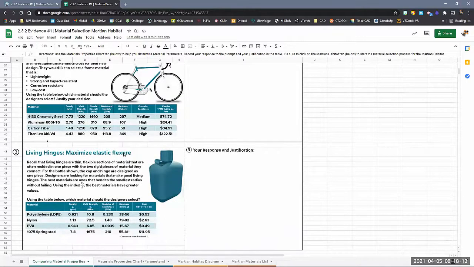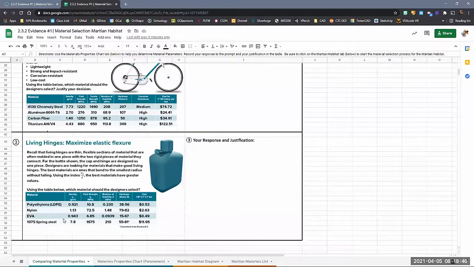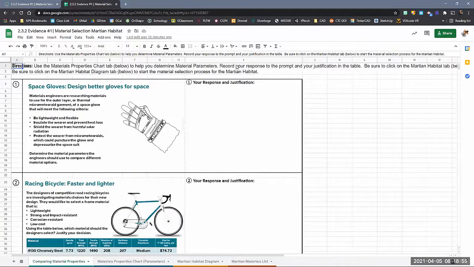Okay, and then the last one on this page is the living hinge. The living hinge is this little tab right here on this flask. Typically a living hinge, you want it to be flexible, right? Some of you maybe have a water bottle that has something like this. The hinge keeps the cap attached to the bottle. So think about what the best material would be that allows it to bend at this small radius without failing, so without cracking or breaking apart. Which one of those materials would be the best based on this kind of design? Okay. Any questions on this first tab?